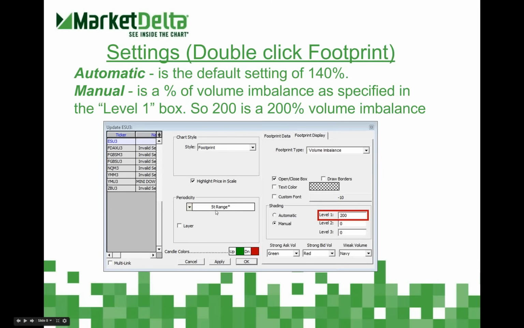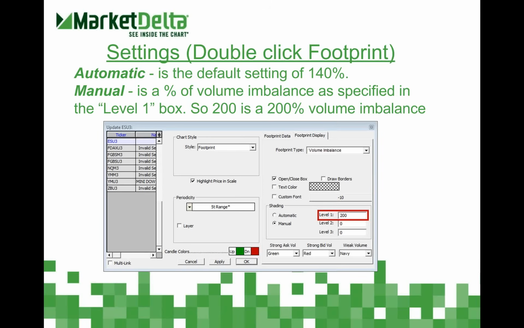Just look at this screenshot. This would be kind of like your settings. Automatic is what it's going to be out of the box. Automatic is a default setting of 140%, meaning that comparison that we just talked about, that imbalance, is simply a 140% threshold. If there's 140% more that trades on one side, then it's going to highlight that green or red. Now, most of the screenshots and examples you're going to see today, I'm using the default setting.